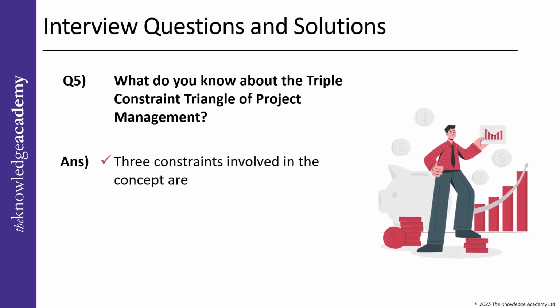There are 3 constraints involved in the concept, and the constraints are: A. The cost, project budget, or the financial constraint in a project. B. Scope. All these tasks need to be completed to reach the project goals. Finally, C. Time, the duration of completing a project.